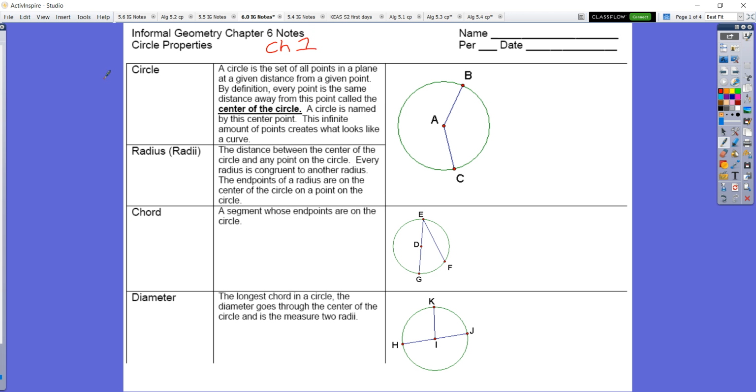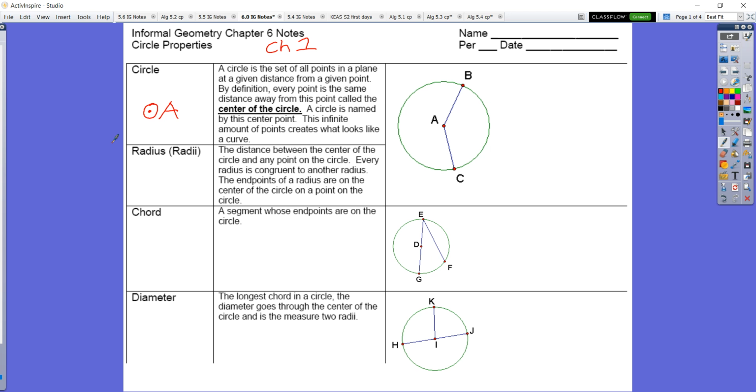So to go through this, here we have a circle. To name a circle in geometry, you just go with the center point of your circle. Our center point is A. So to name it, we just go like that. We would call that one circle A.